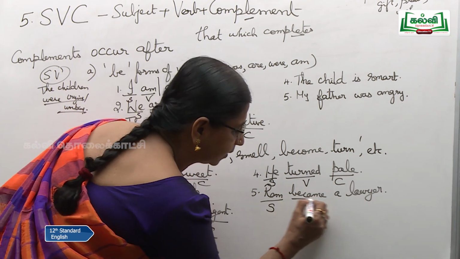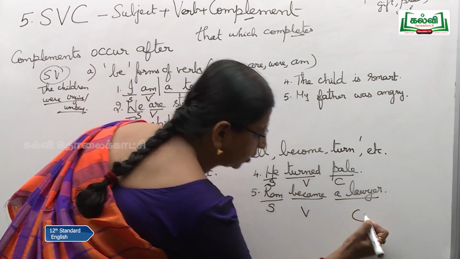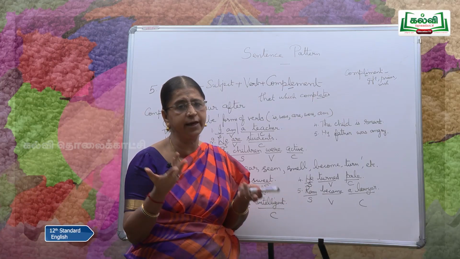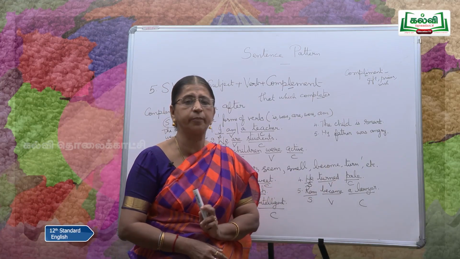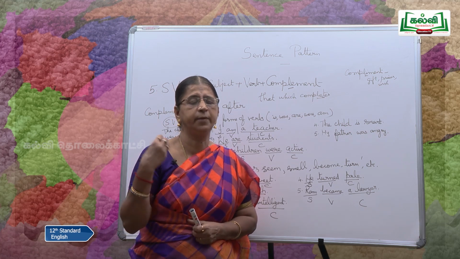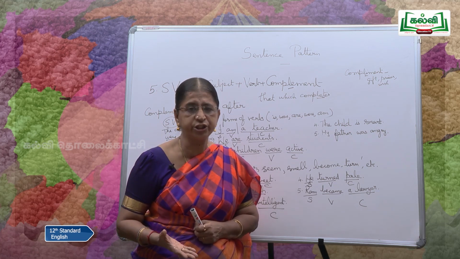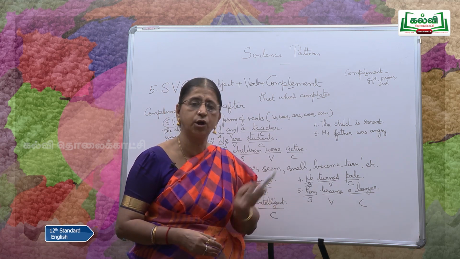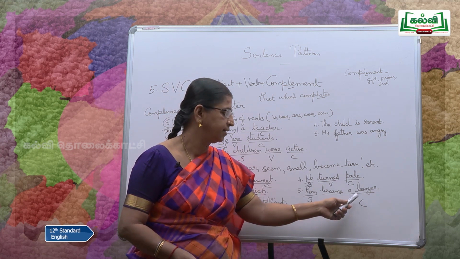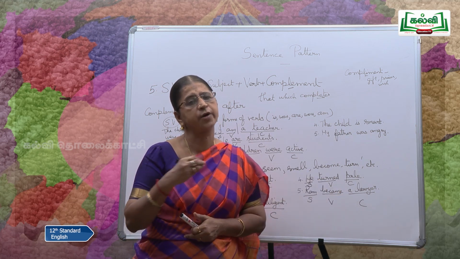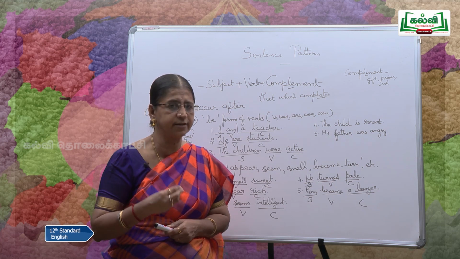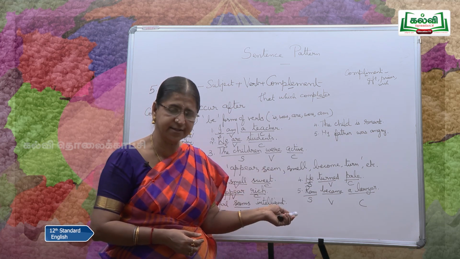Ram, subject, became, verb, a lawyer, complement. Do not say Ram became what? A lawyer became he, it is wrong. Ram became, we stop there. What did he become? He became a doctor, he became a politician, he became a prime minister, he became a lawyer. So, it completes the sentence, therefore, this is the complement. So, I hope these little clues would help you to analyze and understand better. We shall look at some more examples now.